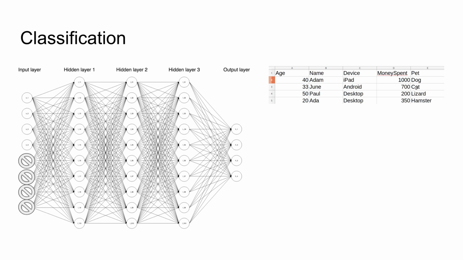And also, you can have multiple outputs. You don't have to have one output. You can have multiple outputs. So that is the difference between regression and classification.